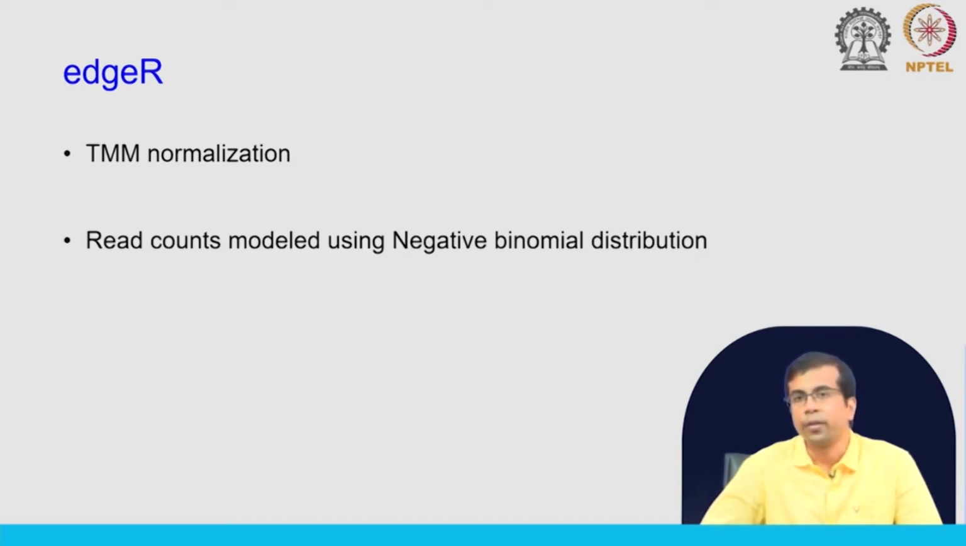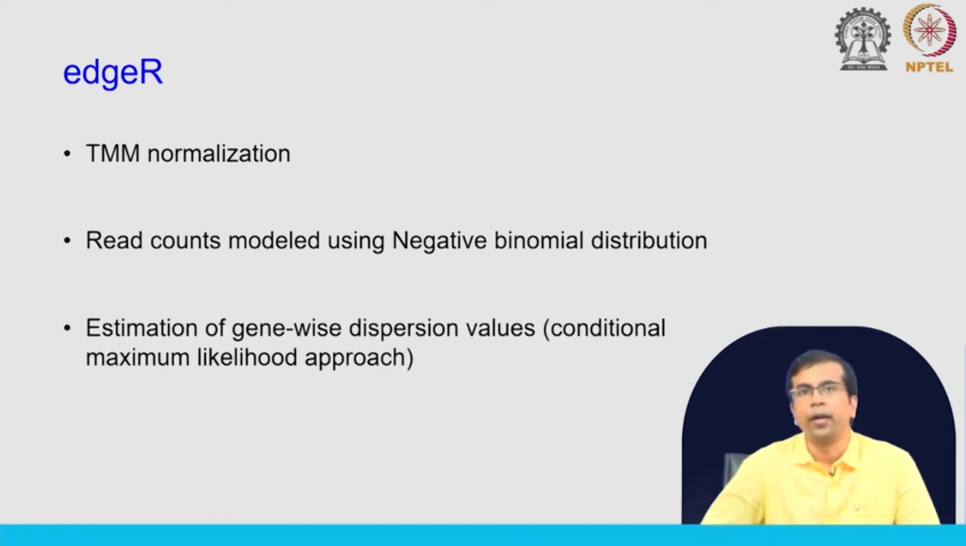So, edgeR is also a parametric model, right. So, it uses the negative binomial distribution. So, read counts are modeled using this negative binomial distribution, and it also uses a conditional maximum likelihood approach to estimate gene wise dispersion values, right. So, you see the similarity with the other tool DESeq2, right, but of course, there are some differences.